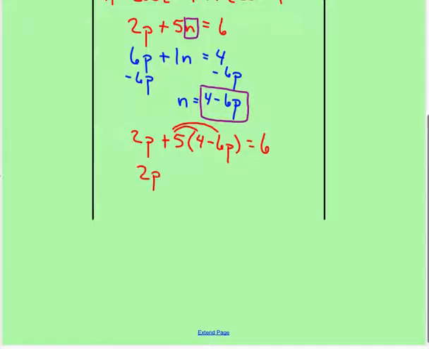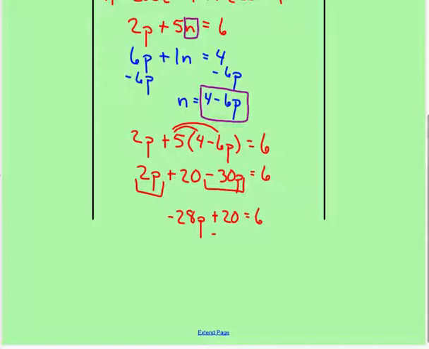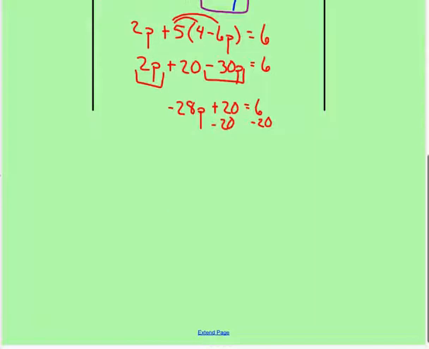We've got 2p plus 5 times 4 is 20, plus 5 times negative 6p is negative 30p equals 6. You can either subtract 20 from both sides or combine your like terms. We've got 2p minus 30p, which is negative 28p. So now I'll subtract 20 from both sides. And 6 minus 20 is negative 14. So we'll divide both sides by negative 28 to solve for p. And we'll have to simplify.